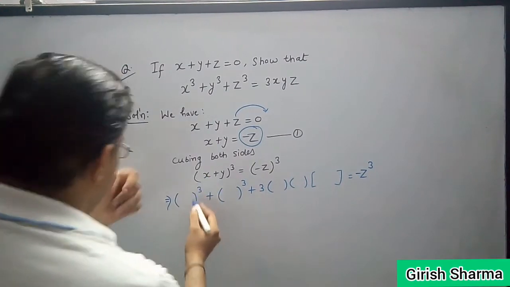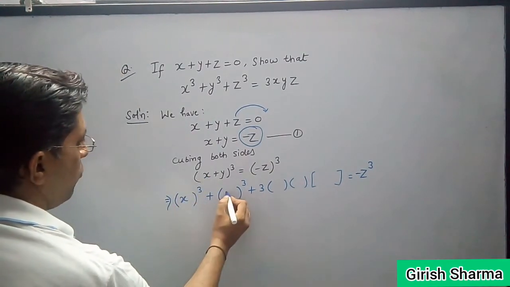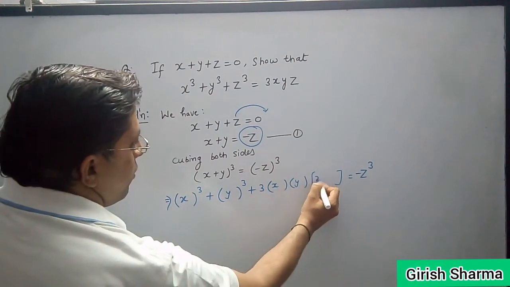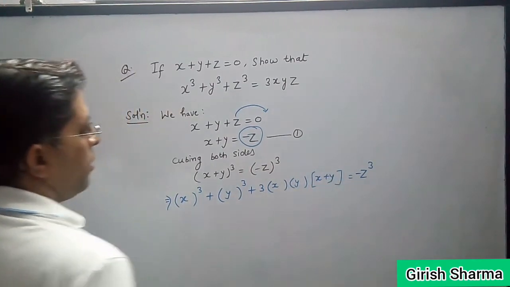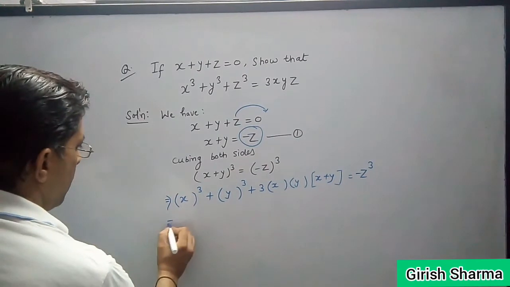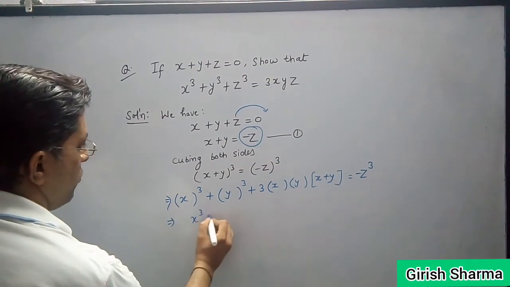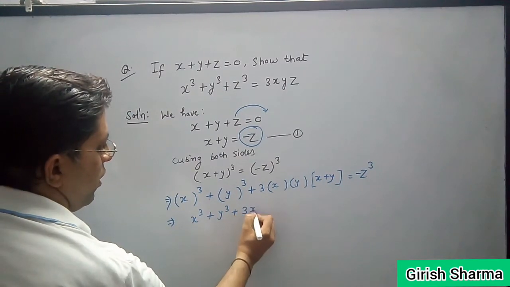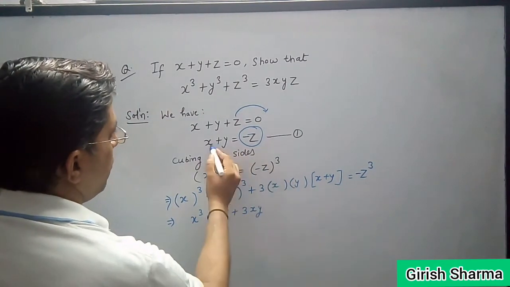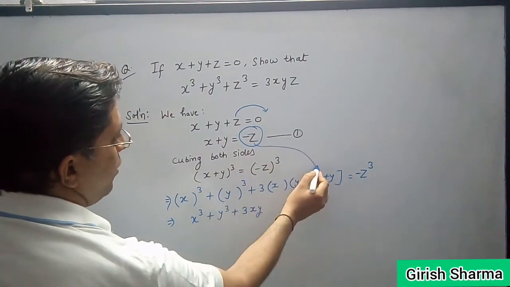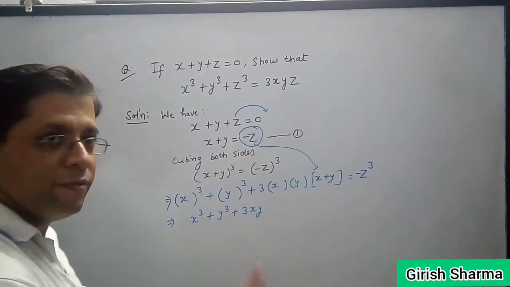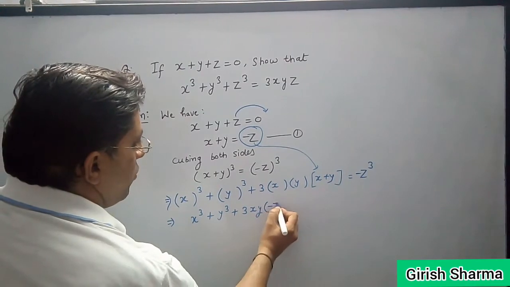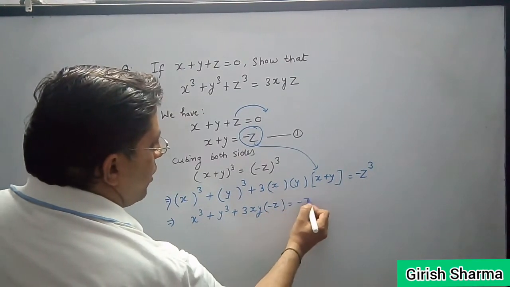Then what will come? a cube, it means x cube plus y cube, 3xy, x plus y. Then see what will come? x cube plus y cube plus 3xy. See what is x plus y? x plus y is what? Minus z. By first it is minus z. This is your minus z. And here minus z.